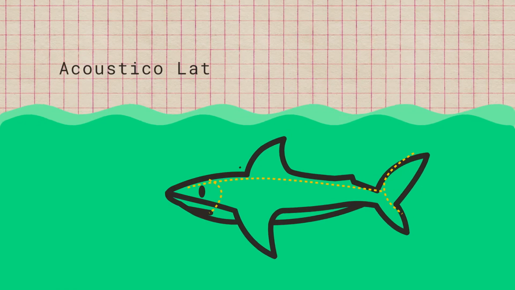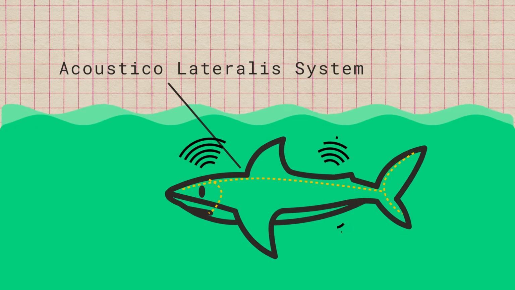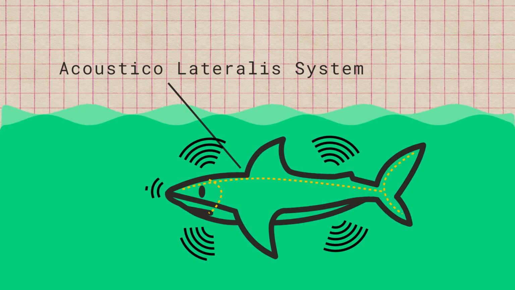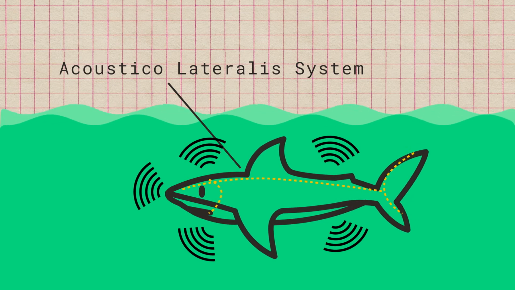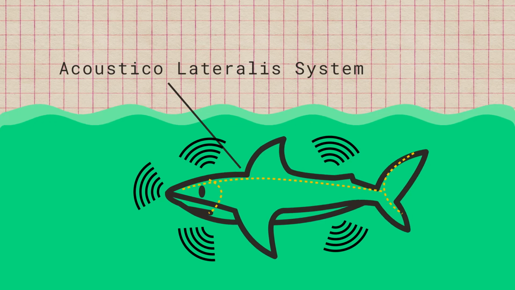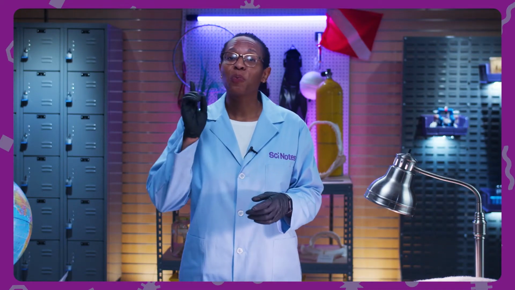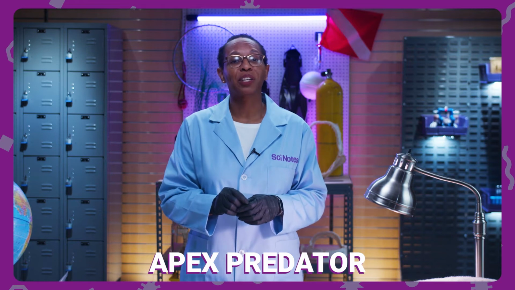The acoustico-lateralis system is the combined hearing structure and lateral line, which helps sharks absorb sound from all directions to orient their balance. Tiny hairs along that lateral line detect vibrations of prey movement through sound. This advanced hearing adaptation is one of the reasons why sharks are the apex predator of the ocean.